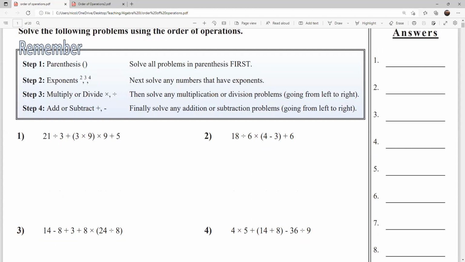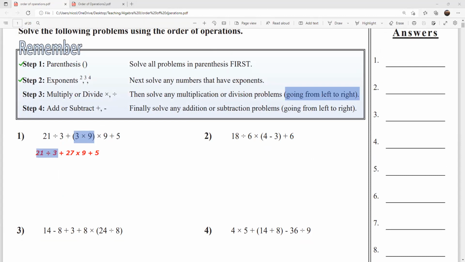So remember the order, parentheses first. 9 times 3 is going to be first because it's in parentheses. And that's going to get you 27. So it helps to write out what step you do and then rewrite your answer out. So now what do I have left? 21 divided by 3 plus 27 times 9 plus 5. What comes next? Okay, well, I did all the parentheses. There are no exponents. Now multiplication and division, whichever comes first when moving left to right. Okay, it looks like division comes first.